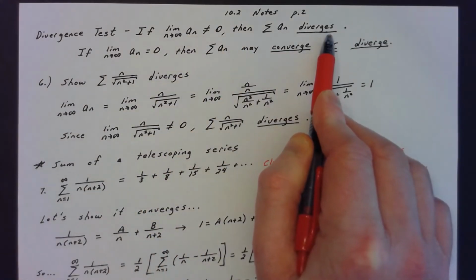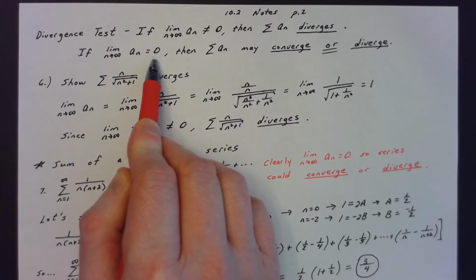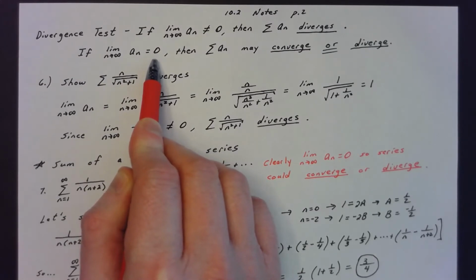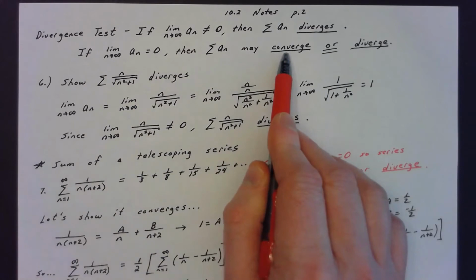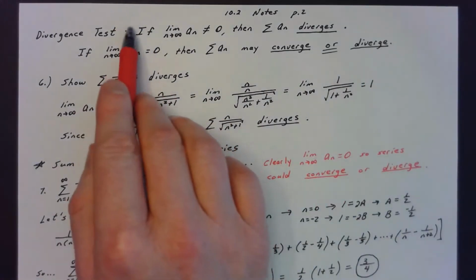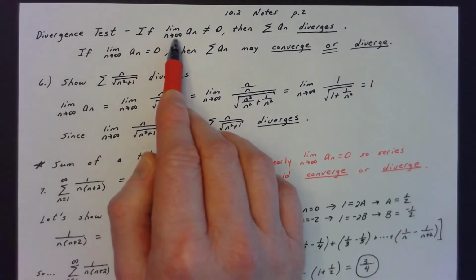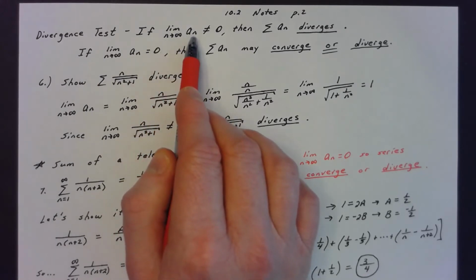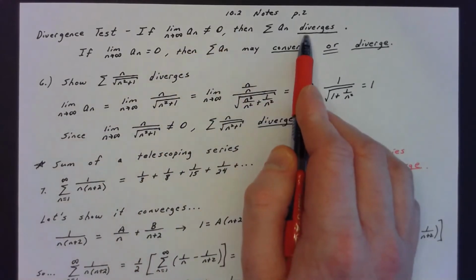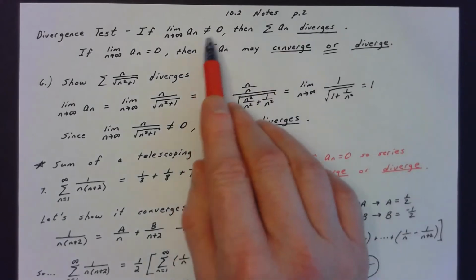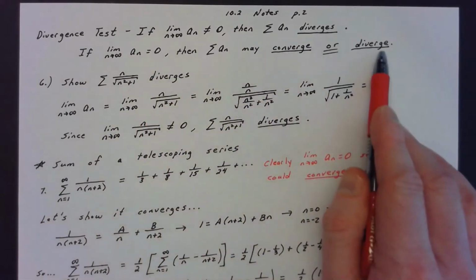Period. End of story. Now, what if the limit as n approaches infinity of the general term is 0? That is not conclusive evidence that your series converges. In that case, we say the divergence test is inconclusive. Your overall series could converge or diverge. But the main point is that if you take the limit as n approaches infinity of the general term in your series, and you can't show that it's equal to 0, then automatically you have shown that the series diverges. Just because you show it's equal to 0 doesn't mean it converges. In that case, it could converge or diverge.